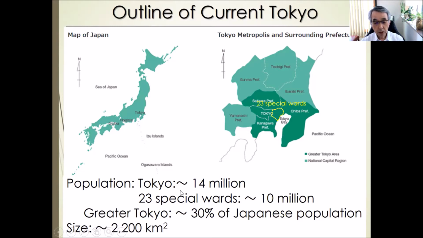About population, Tokyo has about 14 million people in total, but the 23 special wards has about 10 million population. So most of the people live in the special wards. We call the dark green area Greater Tokyo, surrounding Tokyo and neighboring prefectures. The population counts for about 30% of Japanese population. The size of Tokyo is 2,200 square kilometers.